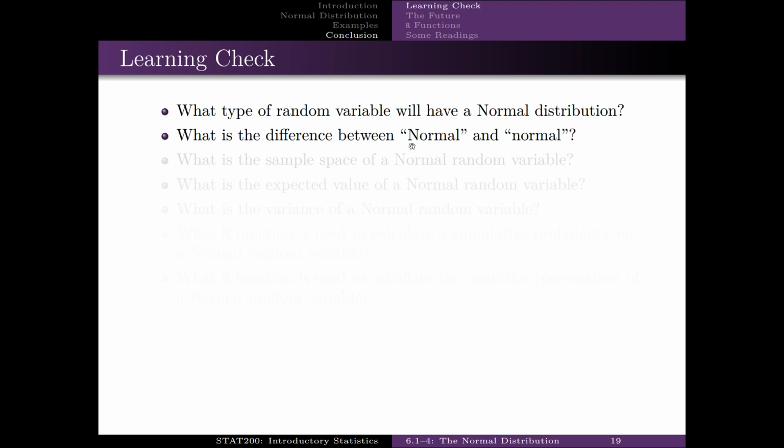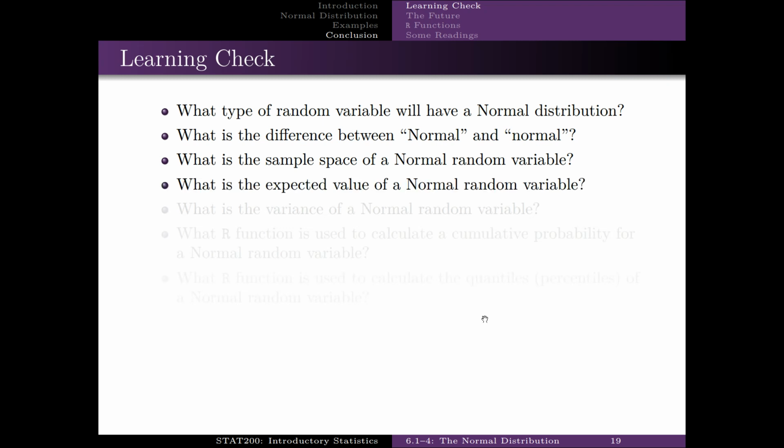What's the difference between capital N Normal and lower n normal? Capital N Normal refers to the distribution itself. Lower n normal refers to the fact that something is not unexpected. What is the sample space of a normal random variable? All real values. There is neither a lower bound nor an upper bound.